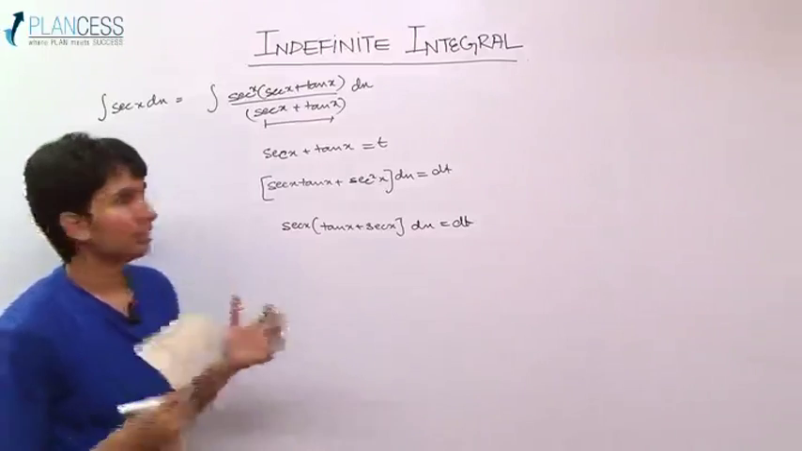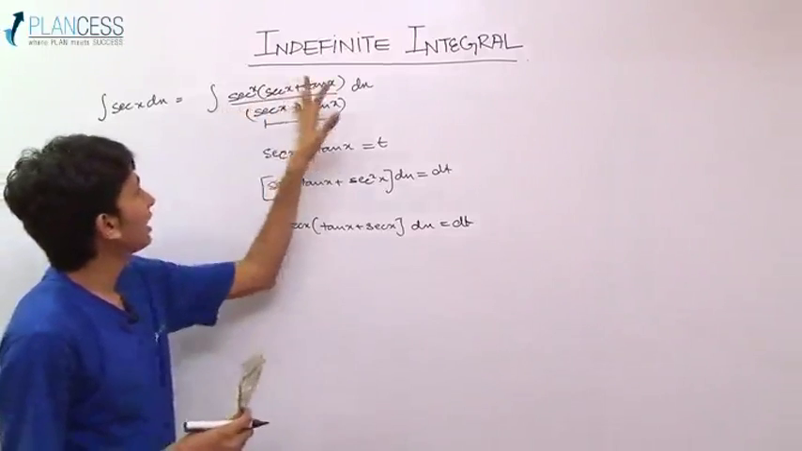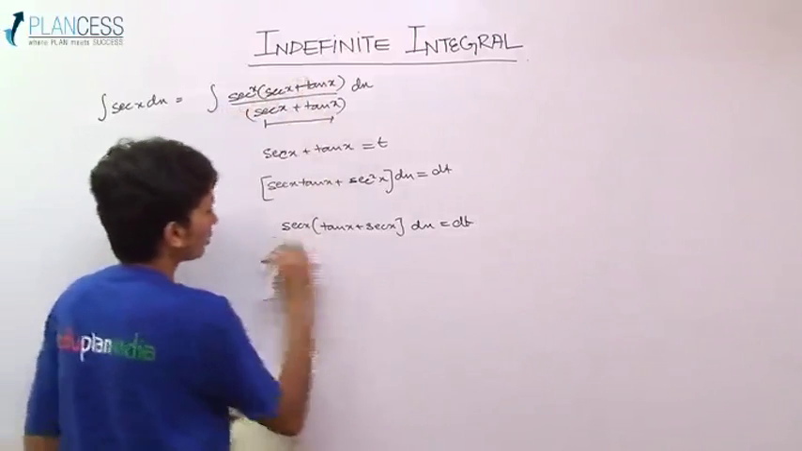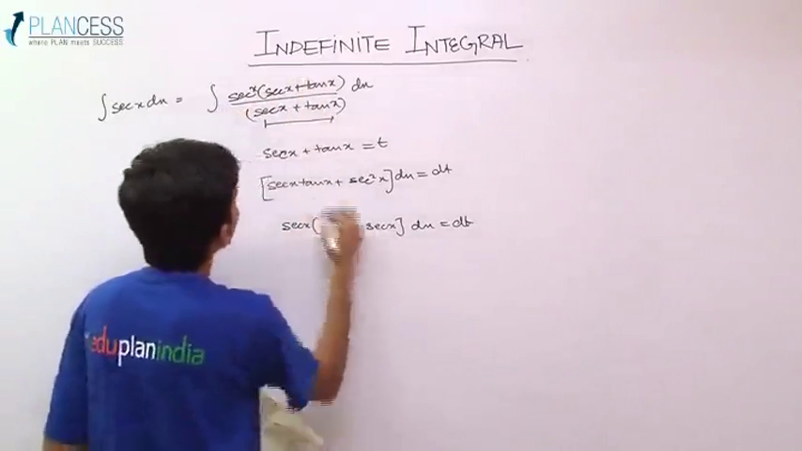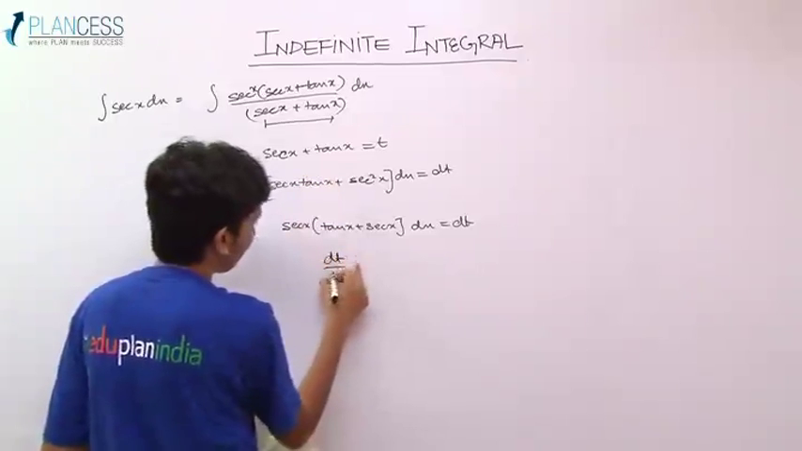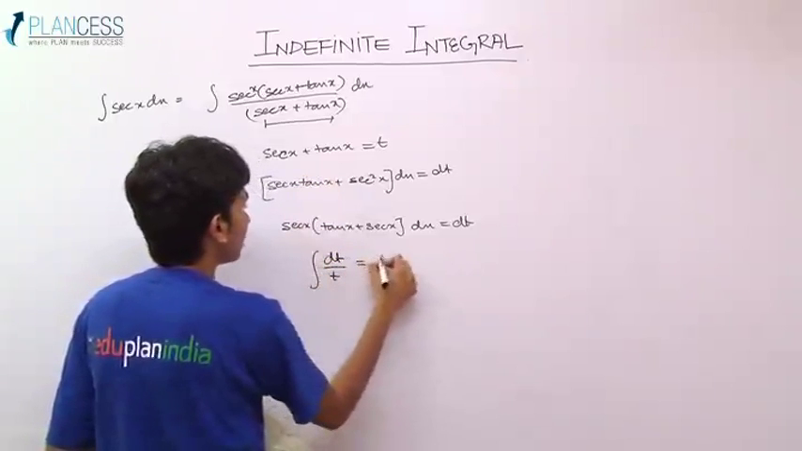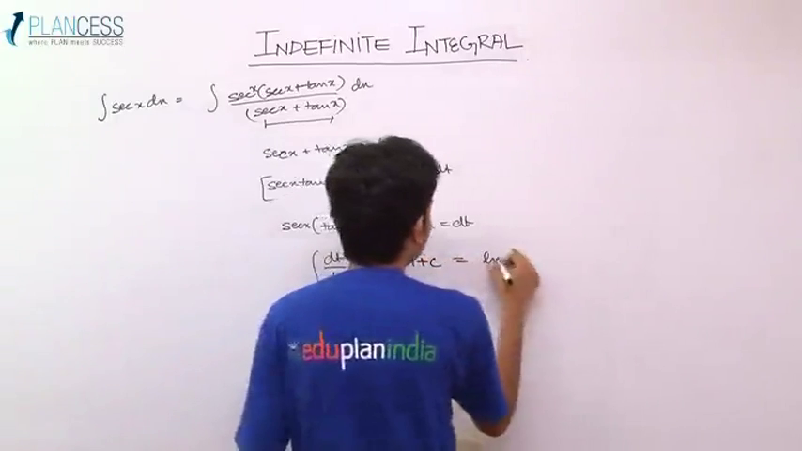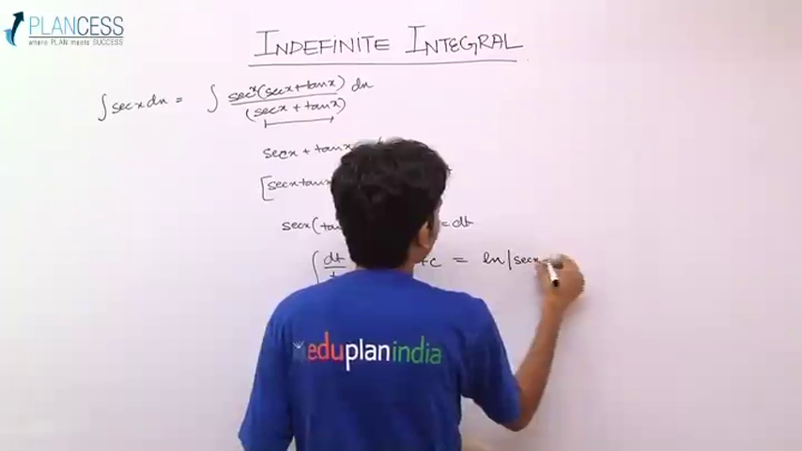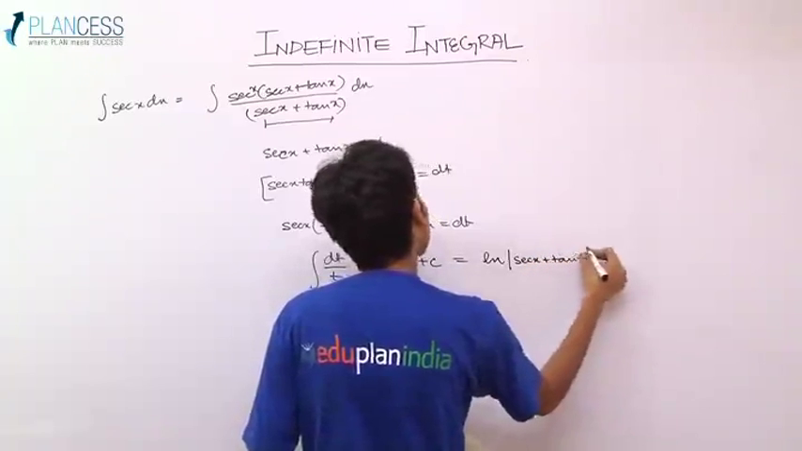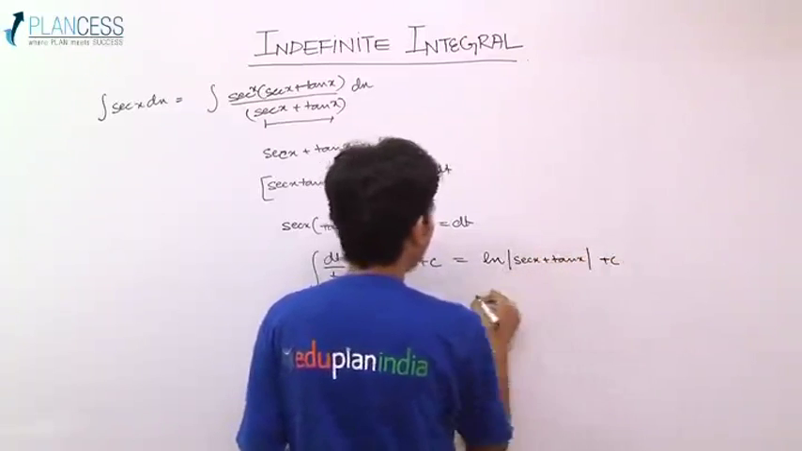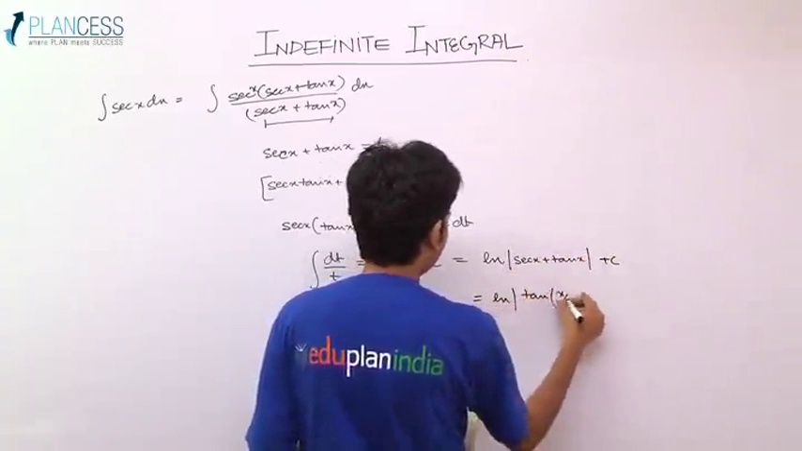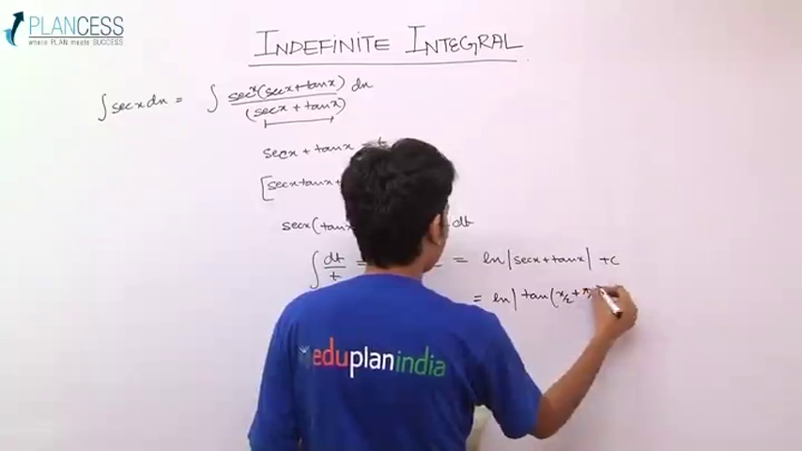So basically, the idea of multiplying and dividing this was that the denominator's derivative would be generated. That was the main purpose. So replacing this there, I have integral dt by t, which is nothing but ln mod t plus c, and replacing t, which is sec x plus tan x, plus c. Or simplifying this, you will get ln mod tan(x by 2 plus pi by 4).